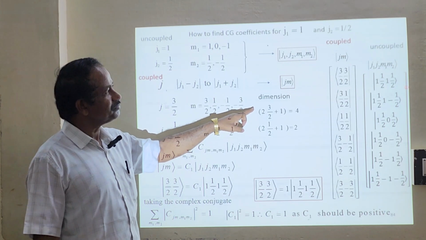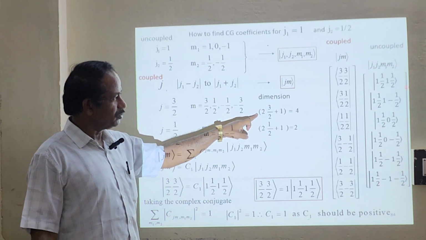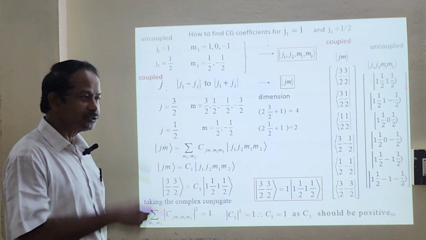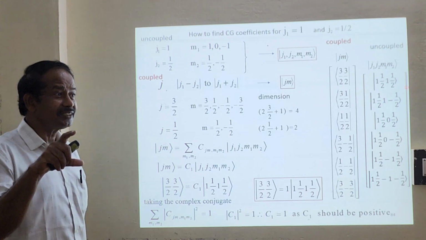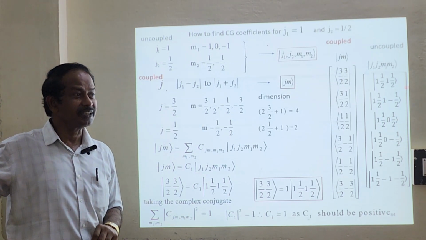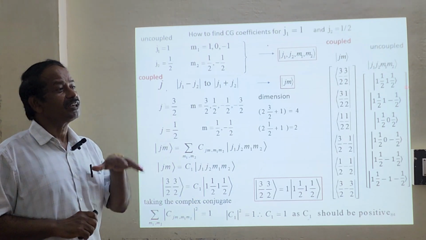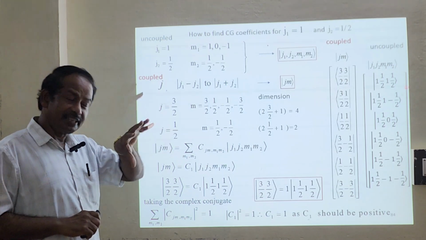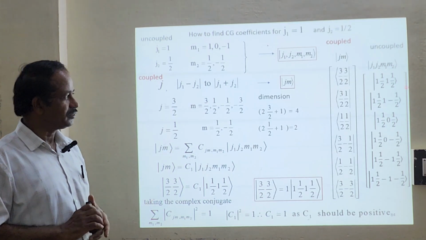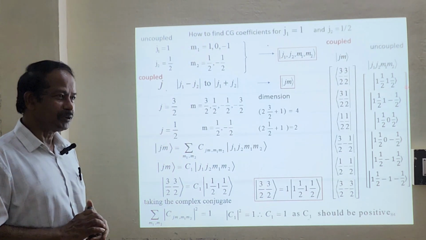What are the dimensions? The dimension is 2J plus 1. So for 3 by 2, 2 times 3 by 2 plus 1 will be 4. For 1 by 2, 2 times 1 by 2 plus 1 will be 2. So 4 plus 2, 6 bases will be there. If it is so for the coupled one, there must be the same number of bases for the uncoupled one. We have already discussed this. So again, there will be 6 bases for the uncoupled one and 6 bases for the coupled one.